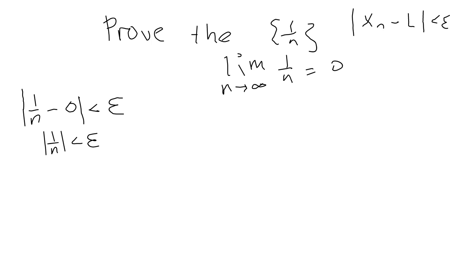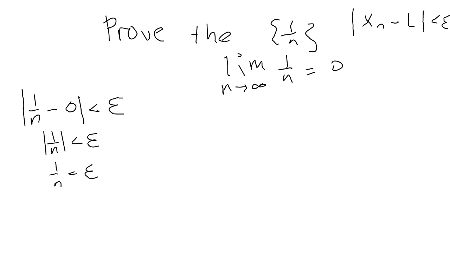Positive. N is positive, good. So the absolute value doesn't need to be there. That means that 1 over n must be less than epsilon. But we want to find the particular value of n that we want to work with. So what we're going to do is cross multiply.